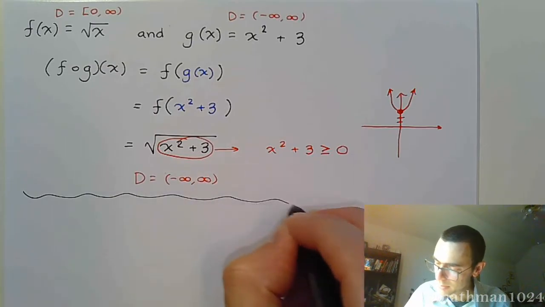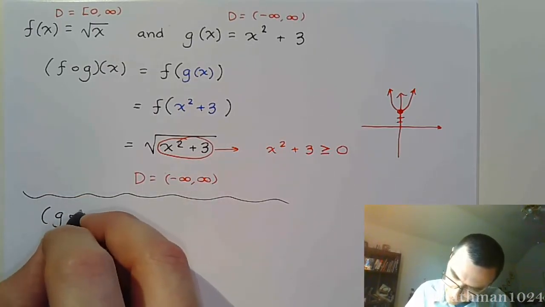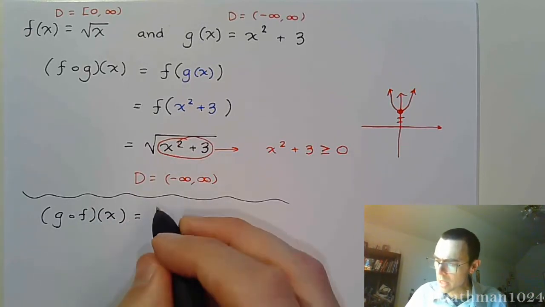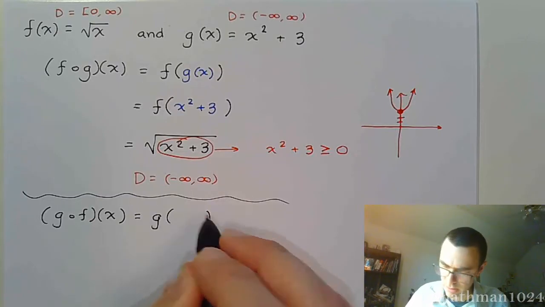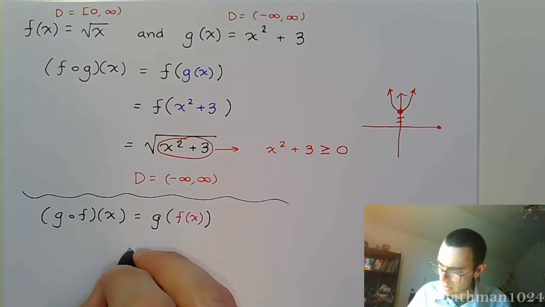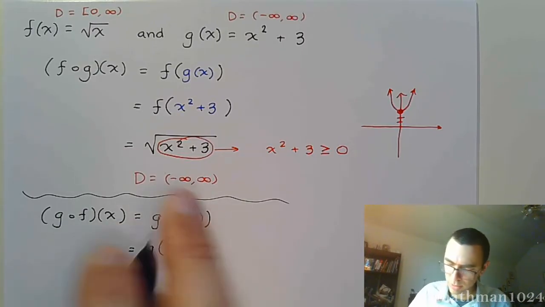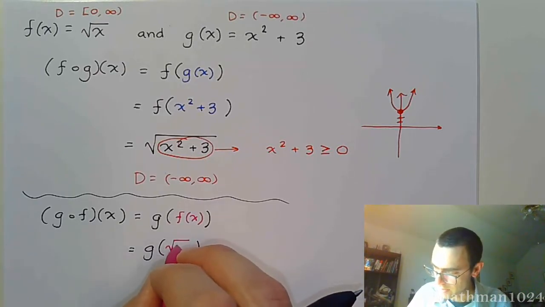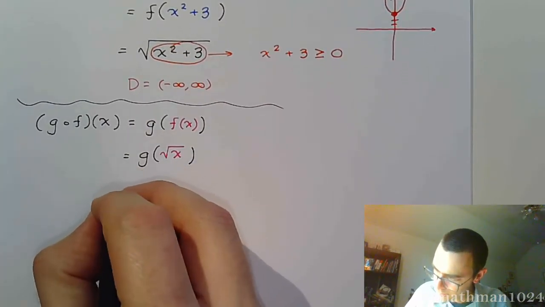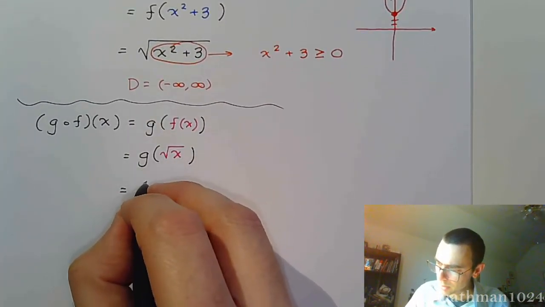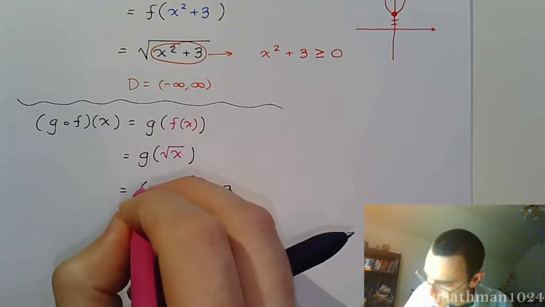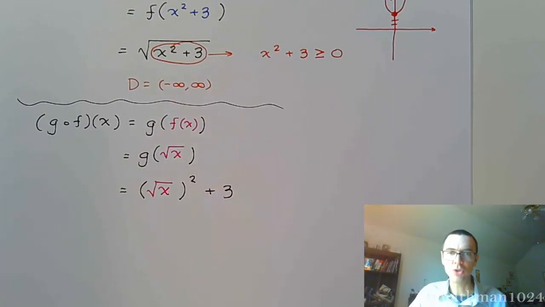But let's flip this around. If I do g of f of x, so now that means g of f of x. All right, so I'm now plugging in the square root of x into g. Now this is where things get a little bit tricky. I'm going to use some extra color here. I'm plugging in the square root of x into the function g.